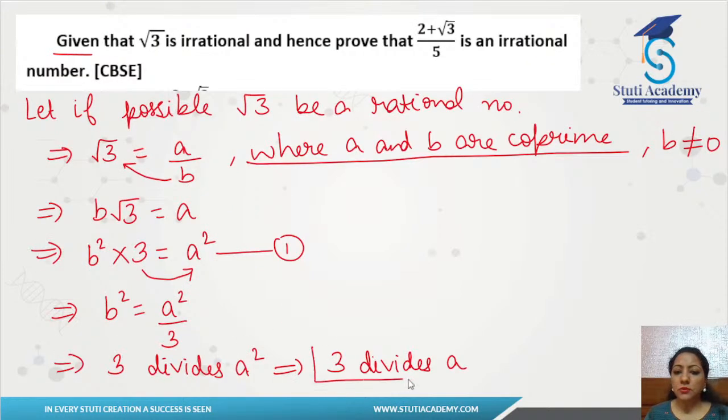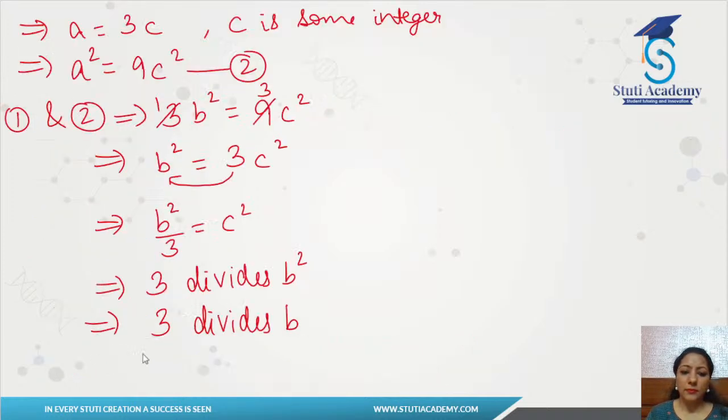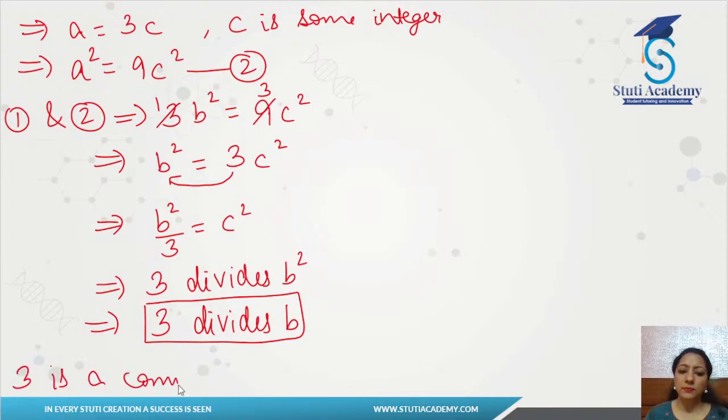Now please observe, 3 divides a and 3 divides b. So we can say that 3 is a common factor of a and b.